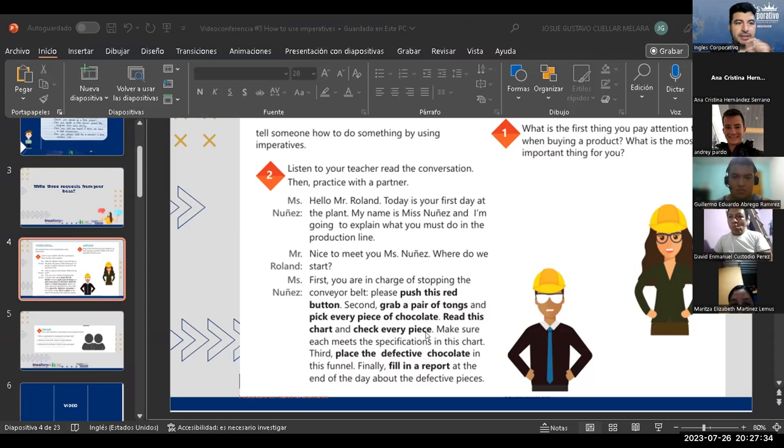Read this chart and check every piece. So, he has to check, he has to supervise that. Place the defective chocolate in this funnel. So this person has also to separate some product that is defective. So I guess it's very clear, very simple. We're going to have a practice about this. So talking about imperatives, look at this. The imperatives are orders, and they don't need a subject. They don't need another thing. Simplemente los imperativos son órdenes. Son secuencias. So they're sequences. And here we have this: push, grab, pick, check, place, fill.